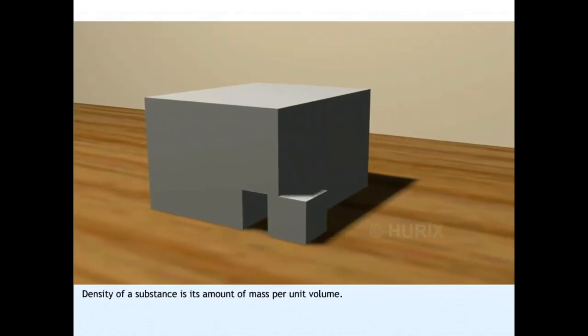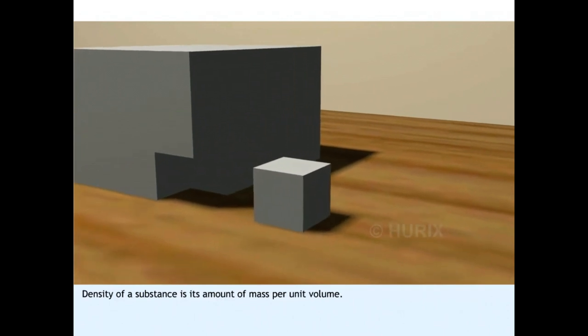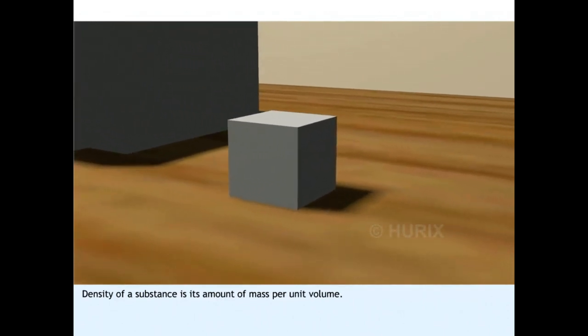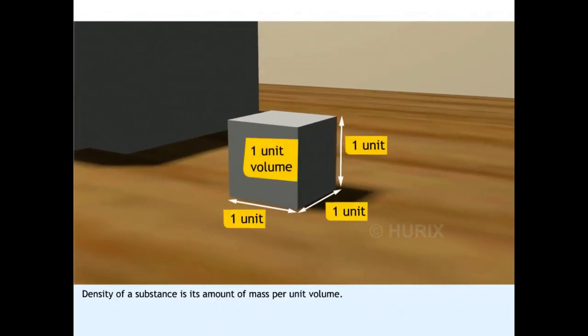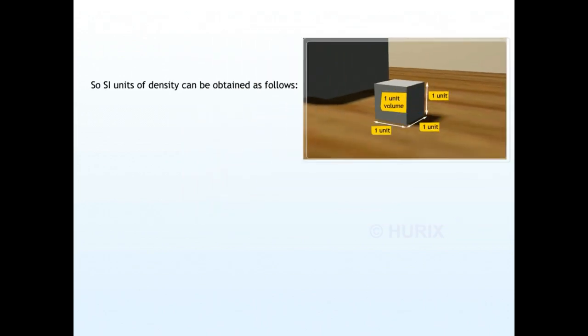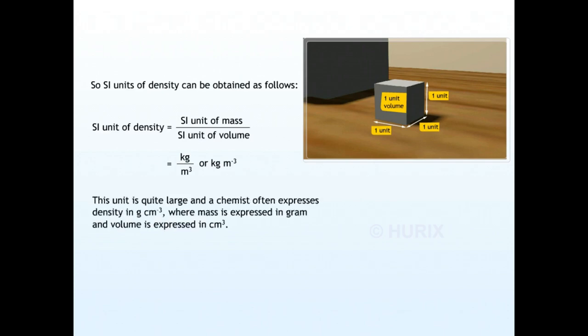Now, let us define density. Density of a substance is its amount of mass per unit volume. So, SI units of density can be obtained as follows. SI unit of density is equal to SI unit of mass by SI unit of volume, which has a unit of kilogram per meter cube. This unit is quite large, and a chemist often expresses density in grams per centimeter cube, where mass is expressed in grams and volume is expressed in centimeters cube.